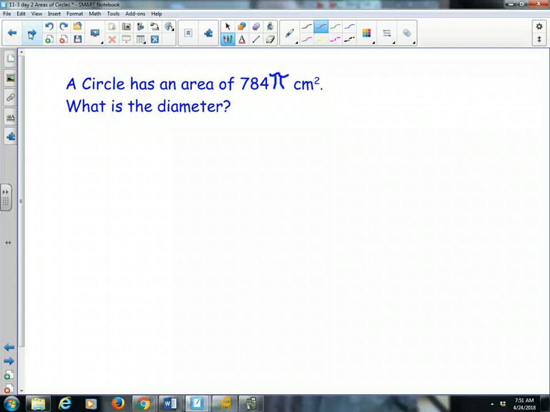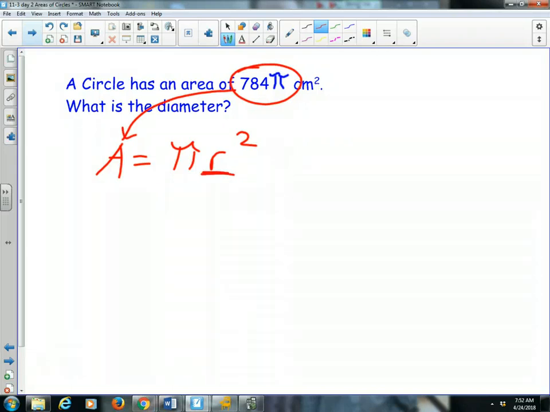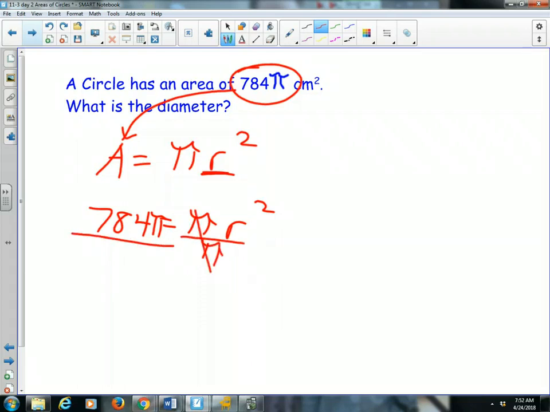Okay, doing good? A circle has an area of 784 pi. What is the diameter? Well, if we know that the area of a circle is pi r squared, and we know what the area is, we can at least now find the radius, can't we? 784 pi equals pi r squared. All right, we divide by pi. So now 784 equals r squared.